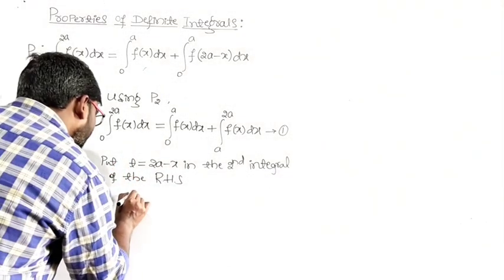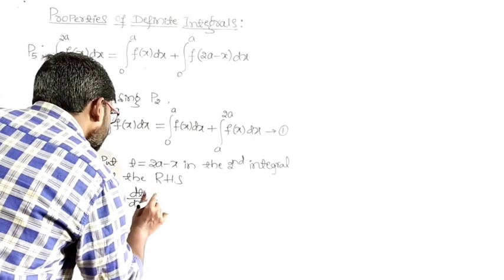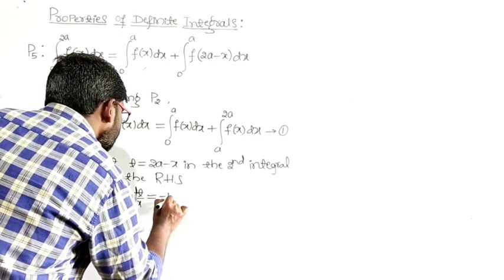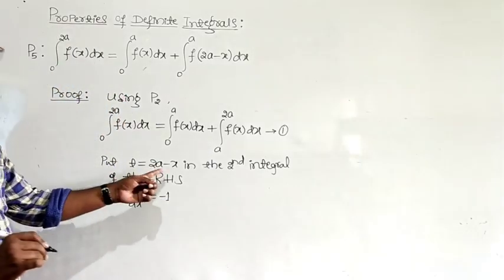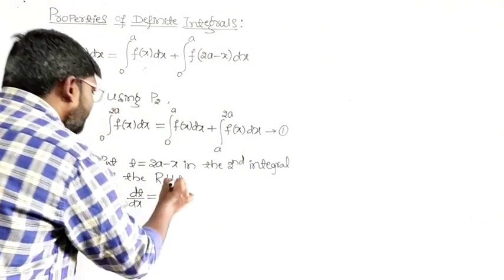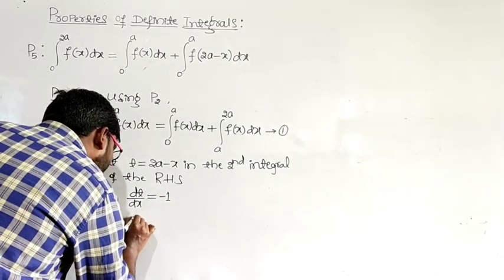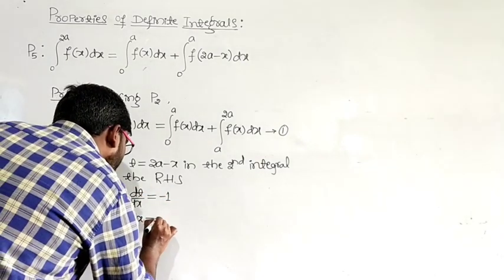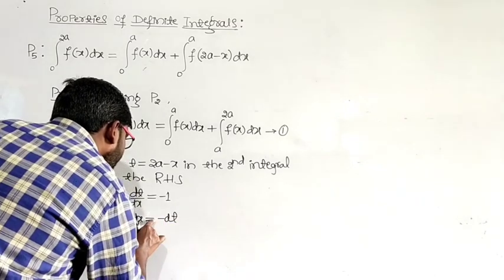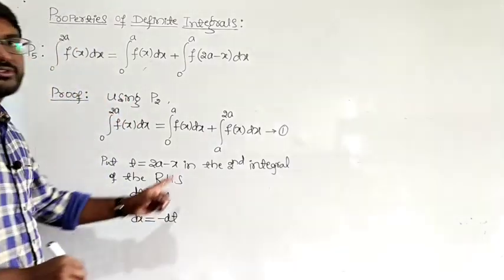Now differentiate both sides with respect to x. We get dt by dx equal to minus 1. Now what about dx here? Take dx to the RHS and minus 1 to the LHS. So dx equals minus dt. Here we have to change the limits as well.